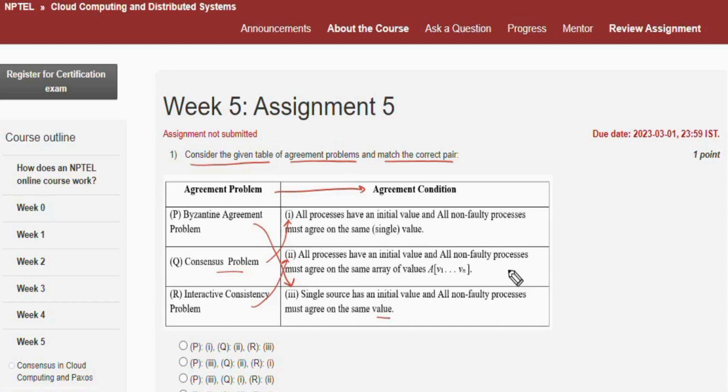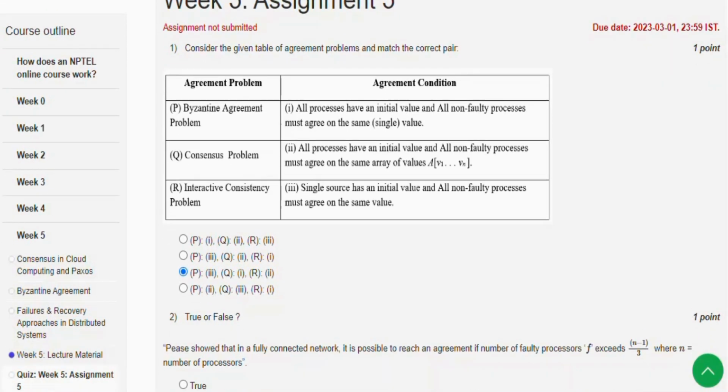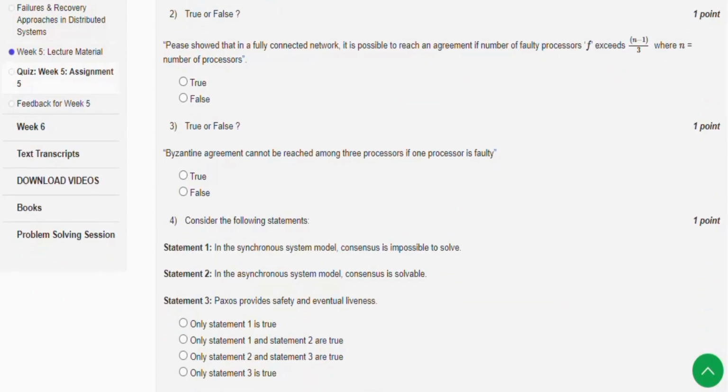Okay, so here option, that means P3 Q1 R2, this will be the correct answer. Okay, so I select P3 Q1 R2. Now moving into the next question, question number 2.